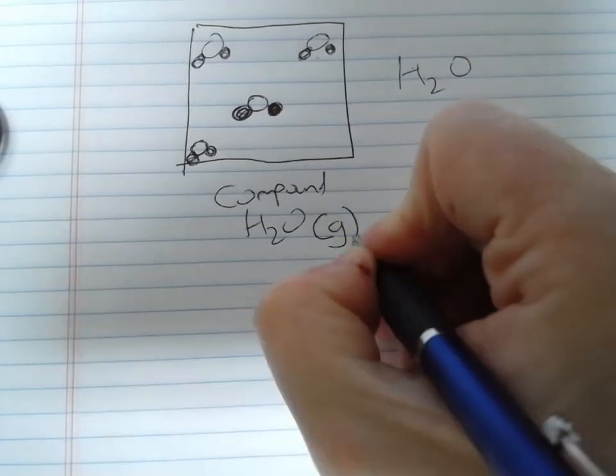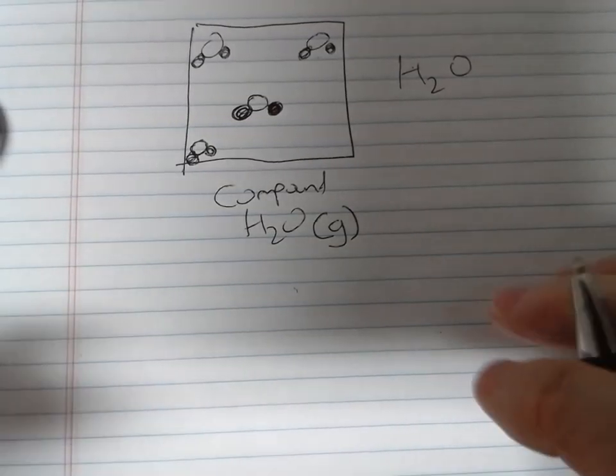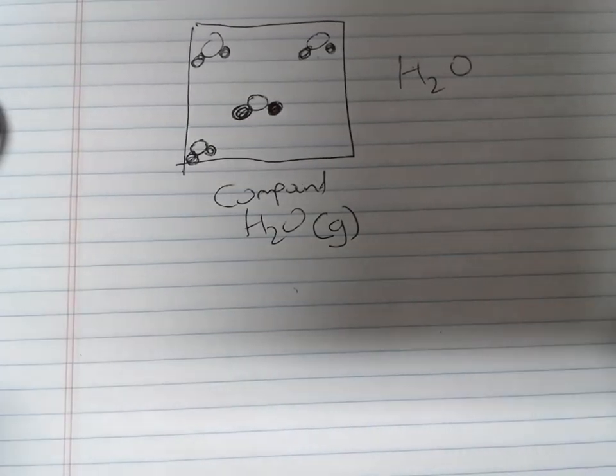Remember, the letter G stands for gas. Again, I could have drawn it as a solid if I put them really, really close together, or a liquid a little spread apart. But that's how you would draw a picture of water in the gas phase if they gave you those symbols.